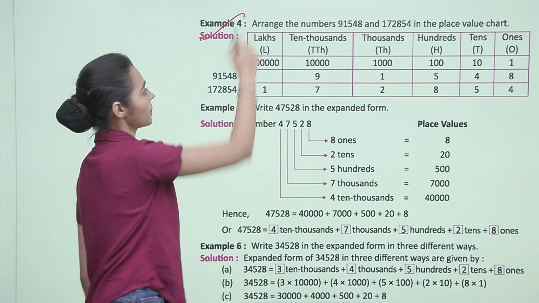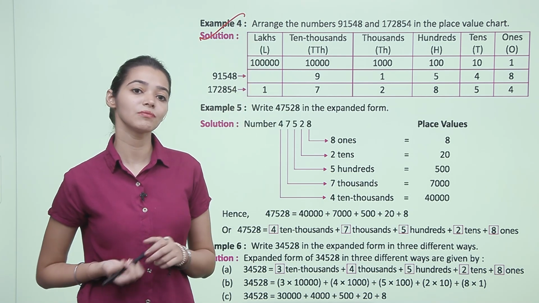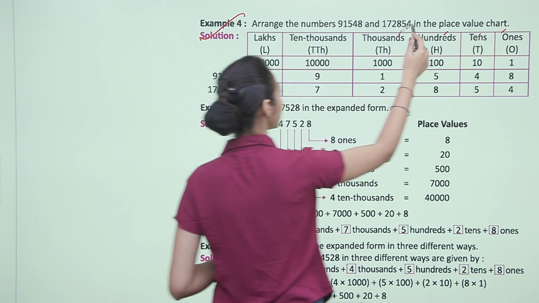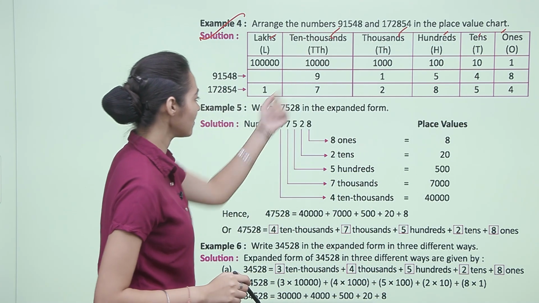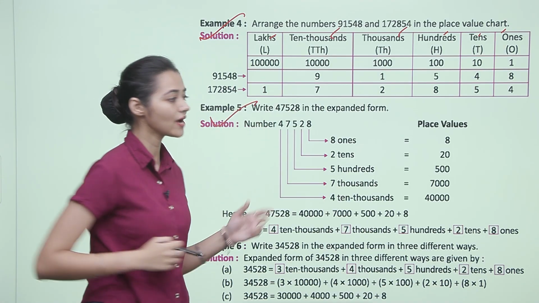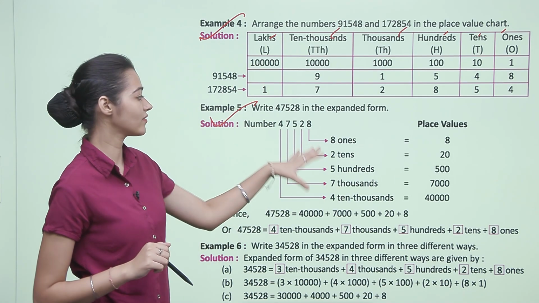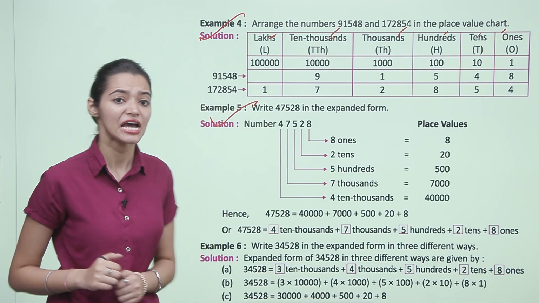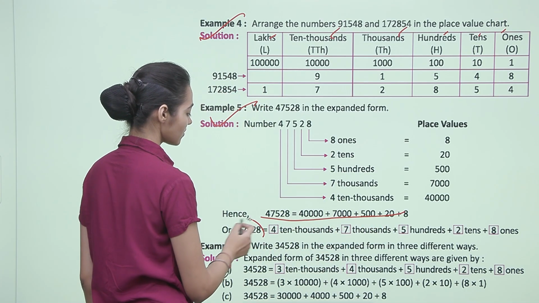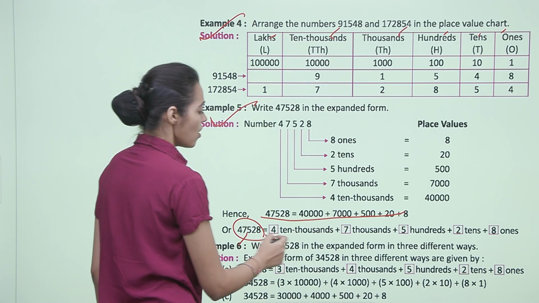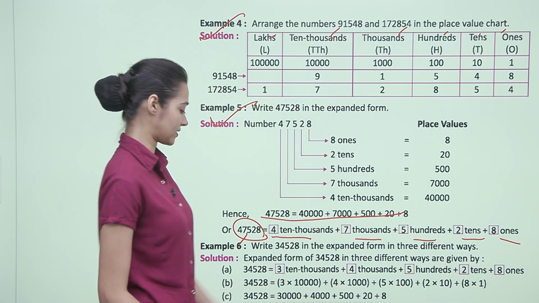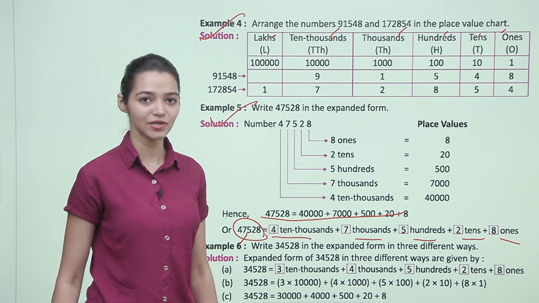Now next we have to arrange the numbers in the place value chart. Here we have our place value chart, that is ones, tens, hundreds, thousands, 10,000s, lakhs, and then we have written them according to the place value chart. Next we have to write it in expanded form. So here is our number, here are the place values of these digits, and then we have separated them accordingly, that is 47,528 can be written as 40,000 plus 7,000 plus 500 plus 20 plus 8.